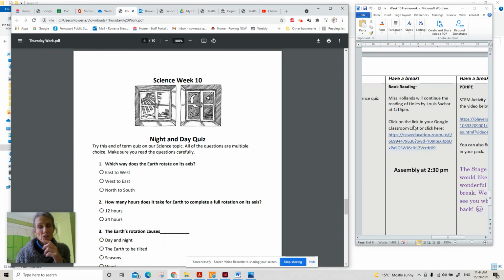Cooking. But in the afternoon, we really do have an assembly. So I don't think Miss Hollands is going to be book reading. I don't think she's going to have time. So I'm a little bit confused with that. That is still in our framework. Mrs. Stewart doesn't know that. But definitely assembly at 2:30. And that is Thursday, so not too tricky.